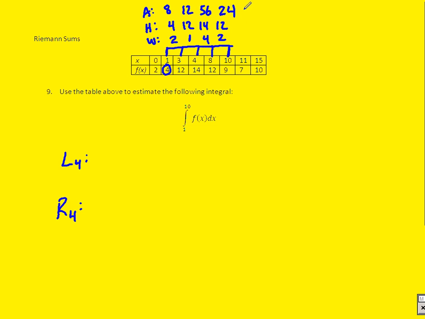To find the total area, I'm adding all these up. So when I do, I get an area here of 112. So if I do the left endpoint, I should get 112 as my estimate. Now when I do the right endpoint, I'll show you a little bit differently.